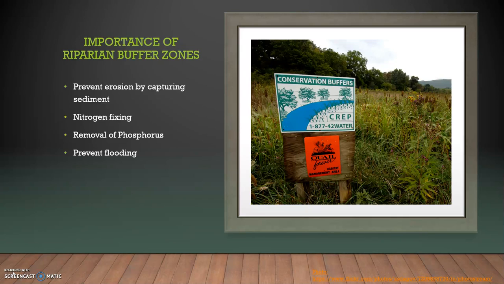Excess phosphorus can lead to eutrophication, which is excessive plant growth due to abnormally high nutrient content in the water. This excessive plant growth can lead to lack of oxygen in the water, resulting in the death of aquatic animal species. They are also beneficial at preventing flooding as they provide stability to the riverbanks.